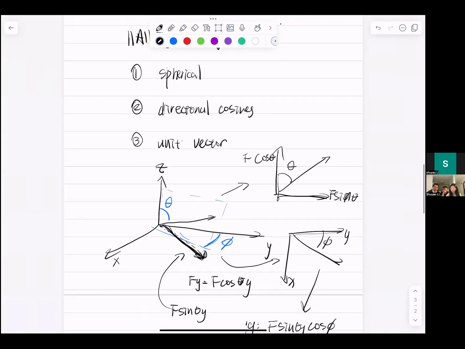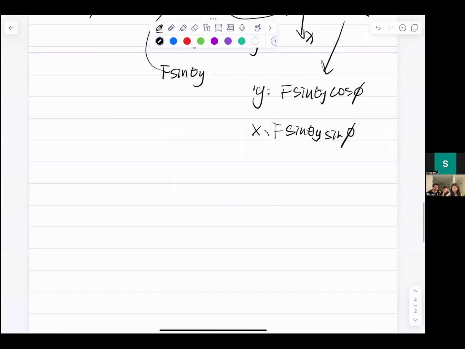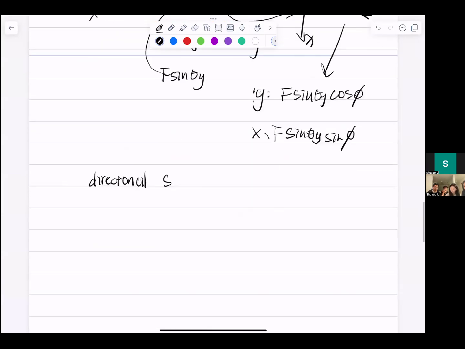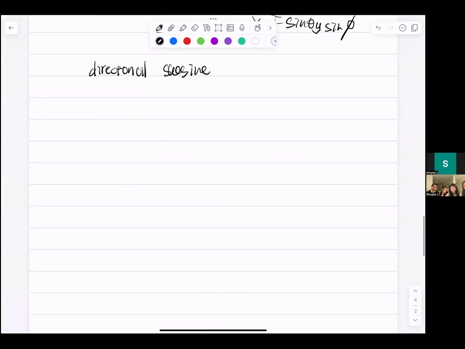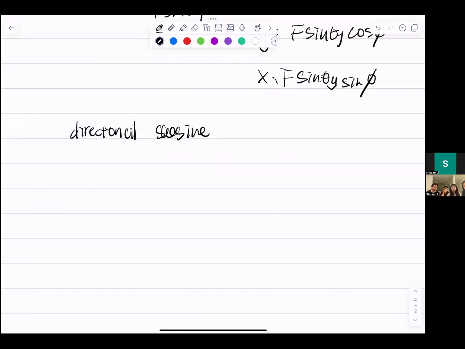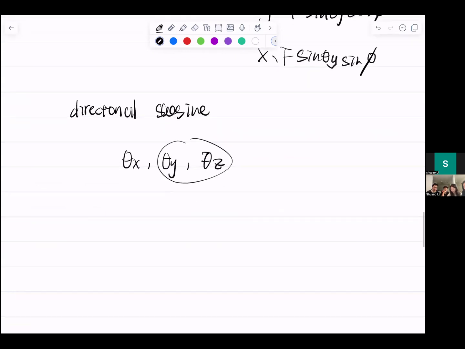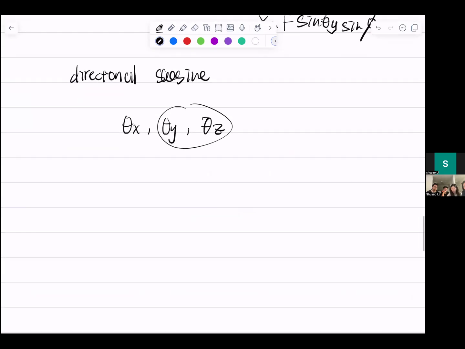And for the next one, directional cosine, that's a lot easier than the spherical angle one. If we see a question like that, they will probably tell us two of the three values, theta x, theta y, theta z, and then we need to use the cosine formula.